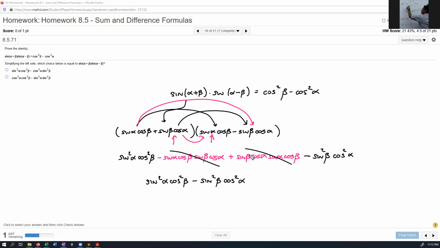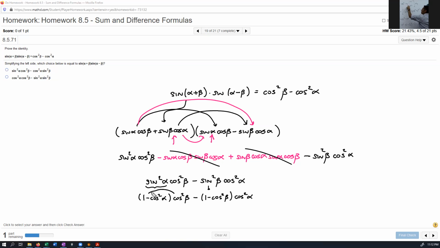Difference of squares, no. Let's see. Let's get these all in terms of cosine. I think that's the only way we're going to be able to do this. So take this and make this 1 minus cosine squared alpha, and then make this one cosine squared beta. And then minus, turn that one into 1 minus cosine squared beta, and then cosine squared alpha. Yeah, this is probably going to work.